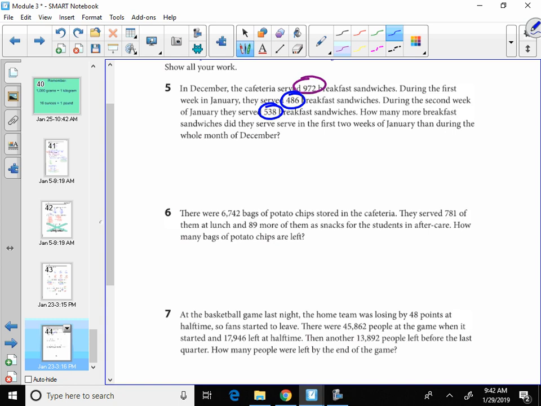How much more is something than something else is always a subtraction. So I know there's going to be subtraction, but we're also going to have to add because it says, how many more breakfast sandwiches did they serve in the first 2 weeks of January than during the whole month of December? So we're comparing the January number to the December number. So I'm going to first add the January numbers together, and that's what I circled in blue. To get an answer of 1,024.